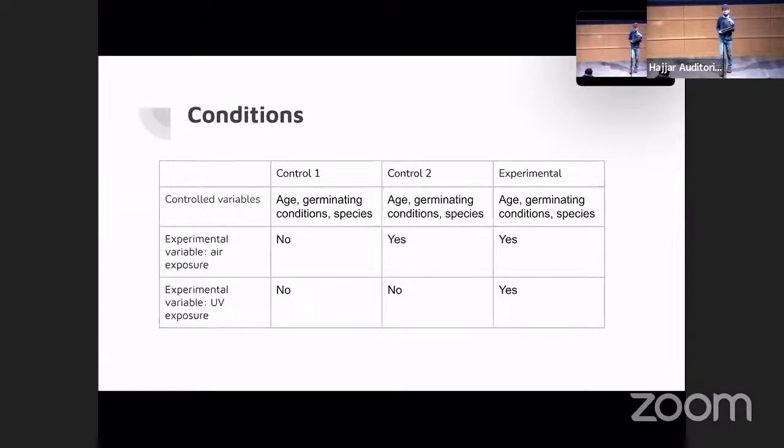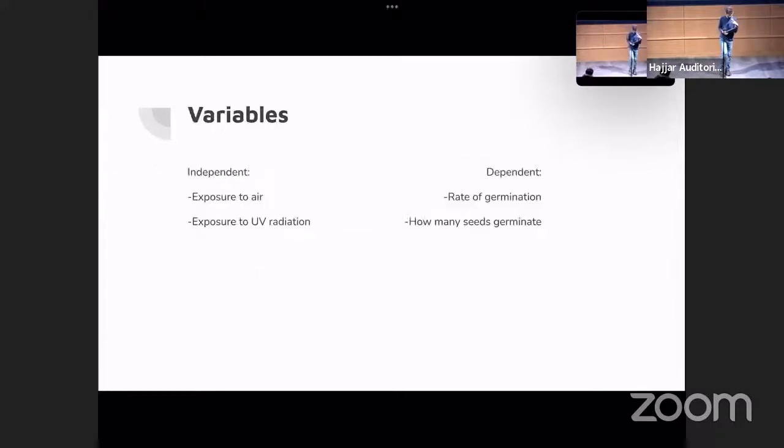My control variables were the age, the germinating conditions, and the species for all three. Two of them were exposed to air, and of those, one of them was exposed to UV radiation. My independent variables were exposure to air and exposure to UV radiation. My dependent variables were my rate of germination and how many of my seeds germinated.